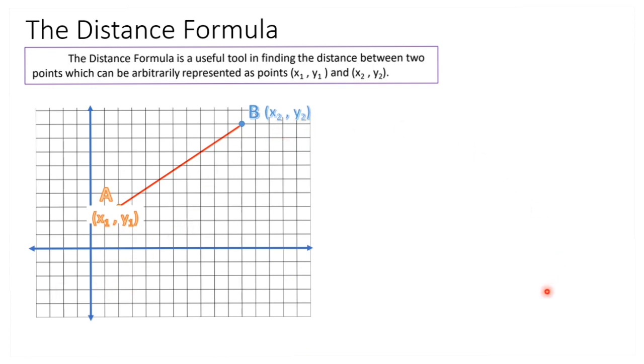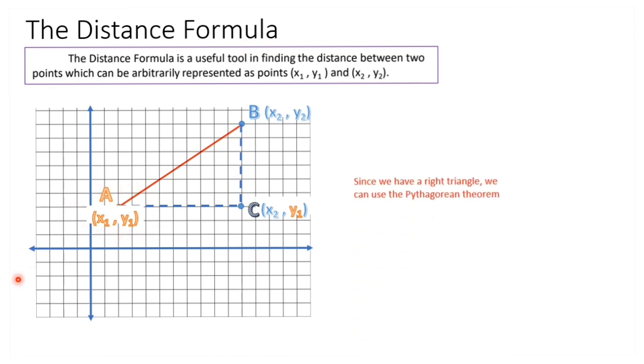In order for us to derive the formula, we're going to need another point. Again, we're just going to need that point for derivation because we have to form a right triangle. So as you can see here, this point C is represented by x sub 2, y sub 1 because it is the same x with B and the same y with A.